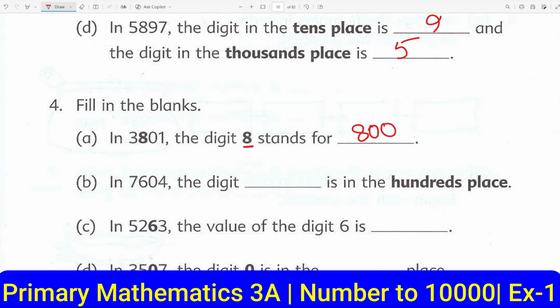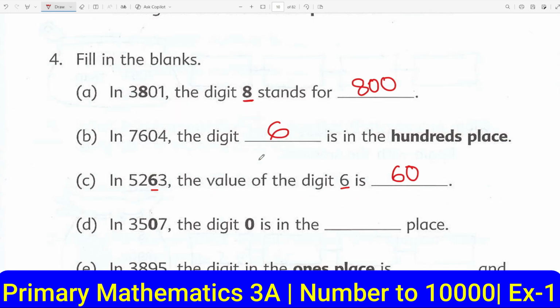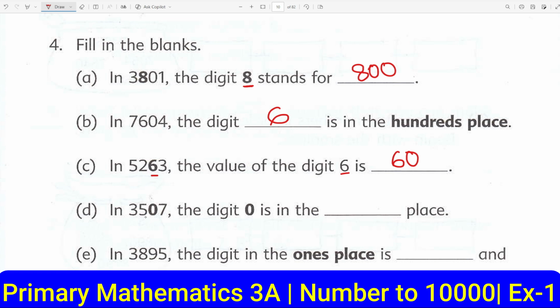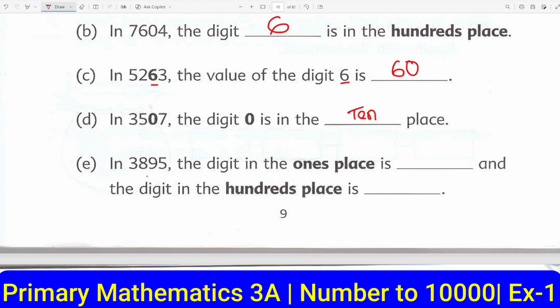In 7604, the digit dash is in the 100 place. Which one is the 100 place? 6 is in the 100 place. In 5263, the value of the digit 6, this is a 6, is 60, right? In 3507, the 0 is in the place what? 10. In 3895, the digit in the 1 place is 5, and the digit in the 100 place is 8.